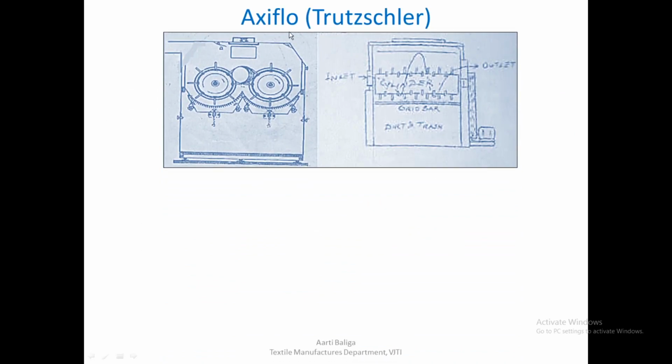So coming to AxiFlow, which is the machine offered by Trutzler, it is a relatively older version of the machine, but it is similar to the Marzoli machine, which is a Deo cleaner, and only the entry and exit of the material is slightly different as compared to the earlier machine. So let us take a look at that. This is the side view of the AxiFlow, and we can see one entry point here, and this is the side view of that Trutzler AxiFlow.